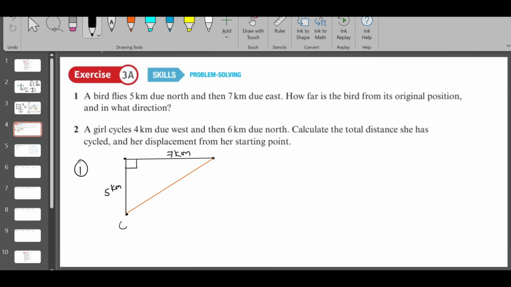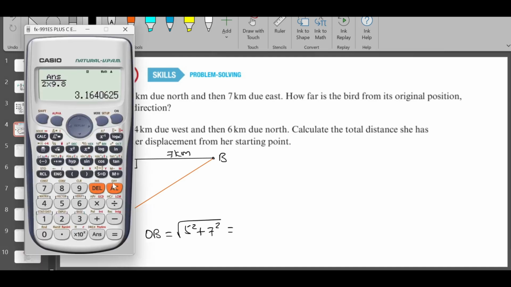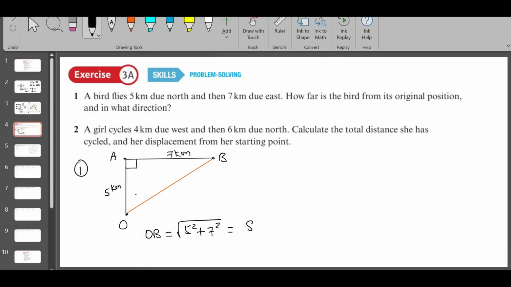So let's call it O, A, P. So OB is square root of 5 square plus 7 square. So 8.60 kilometer. She is 8.60 kilometer far from the original position.